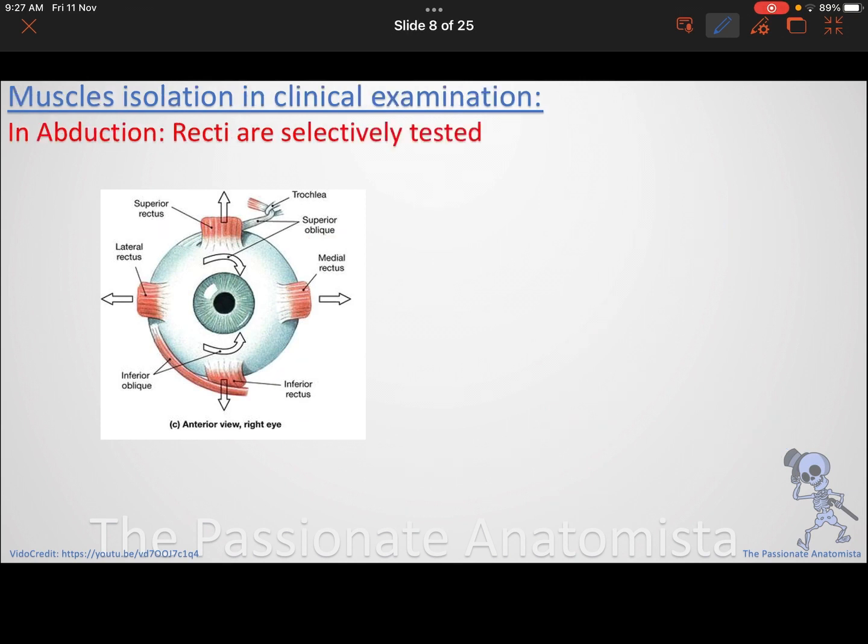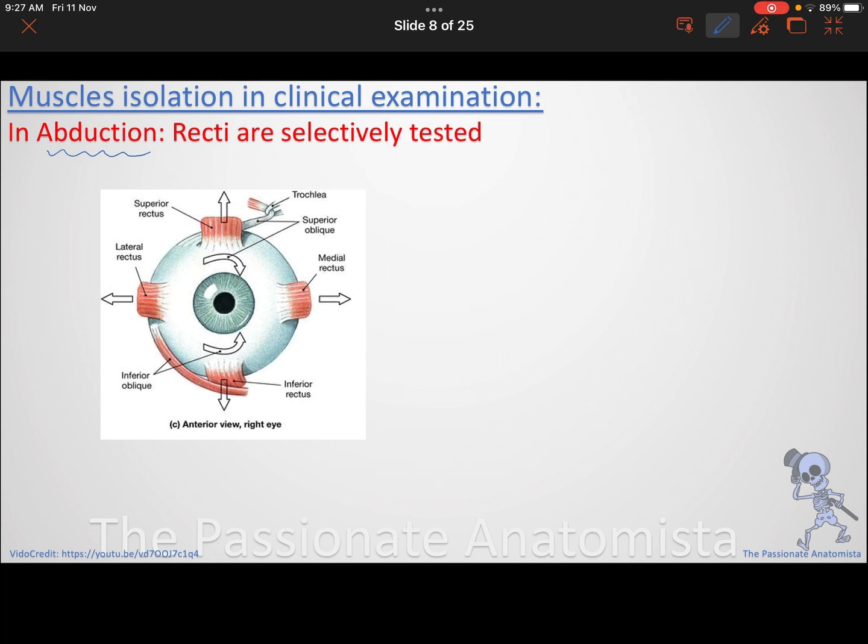Now, one important thing, guys, I want you to know, because this is very important in clinical examination. They will ask you a question. Like I told you guys, the superior oblique, superior rectus, and inferior oblique, inferior rectus are having a fight. They are doing things together. Sometimes in the exam, you want to isolate and make sure which one is having a problem. Is it the superior oblique? Is it the inferior oblique? Is it the superior rectus? Is it the inferior rectus? So abduction and adduction position, guys, will help you to do that.